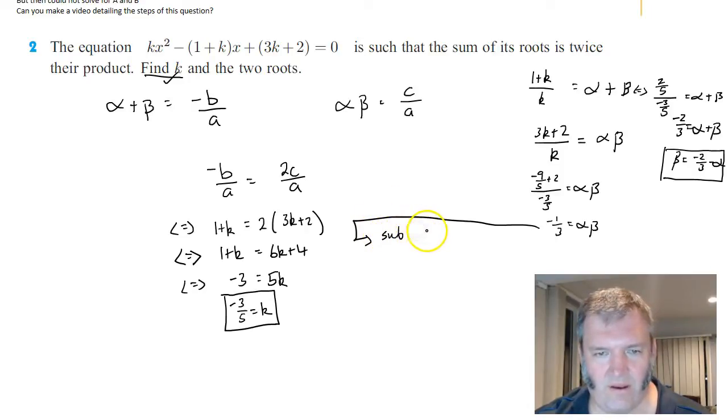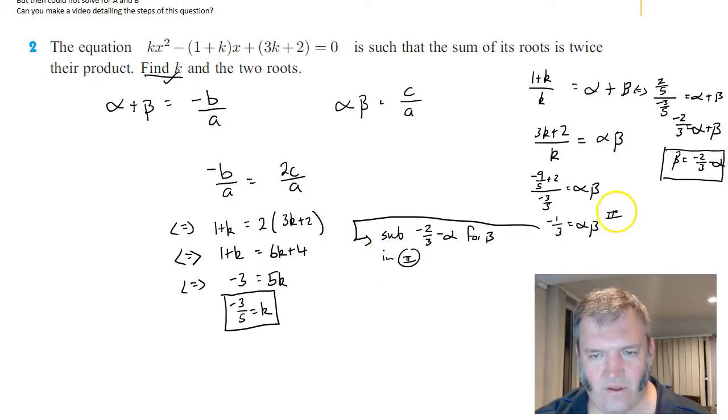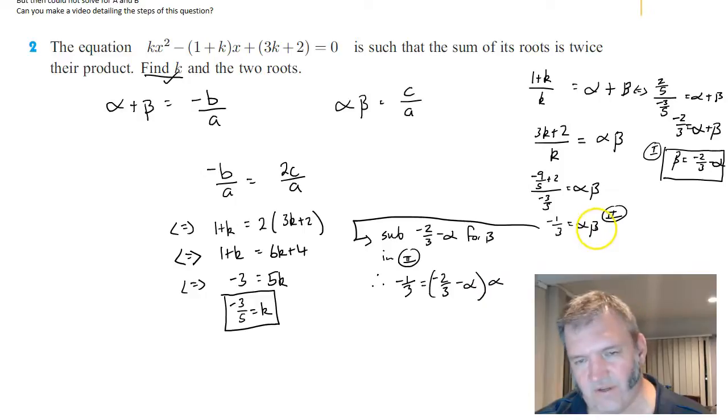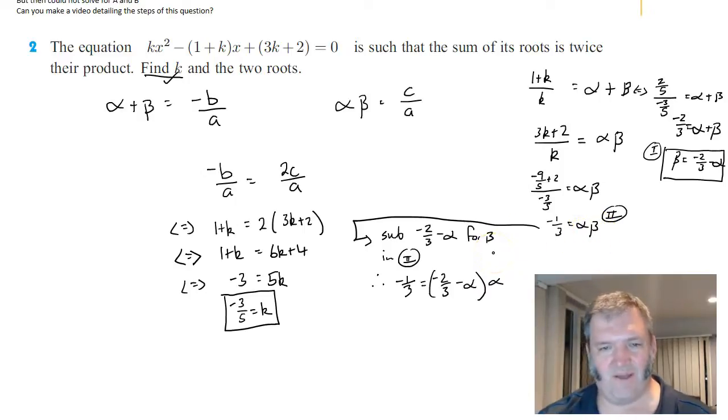Sub negative 2/3 minus alpha for beta in, let's call that equation 2. This was equation 1 that I'm going to substitute in. Therefore, negative 1/3 is equal to negative 2/3 minus alpha, multiplied by alpha. I should have substituted in for beta. Let's put it on the other side. Doesn't matter. That's okay. This is going to be easy to solve now, isn't it?